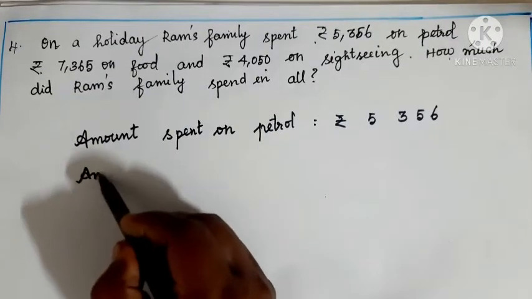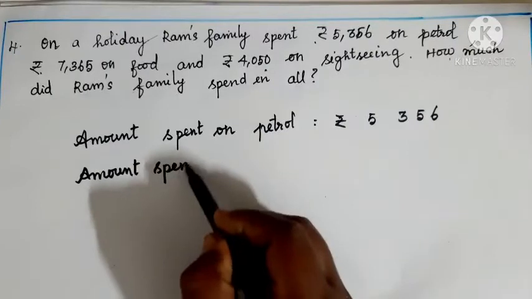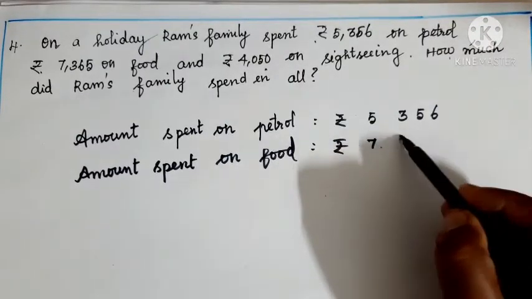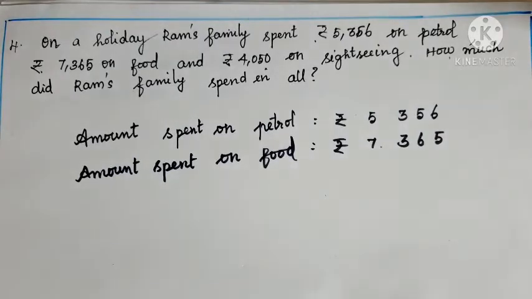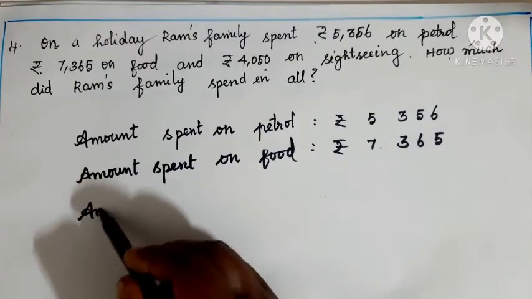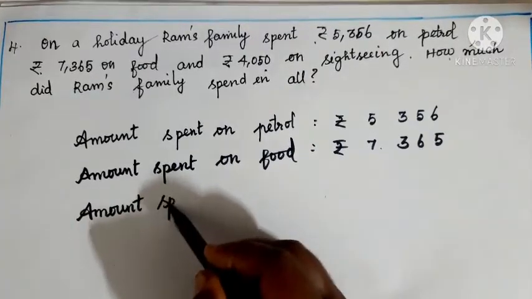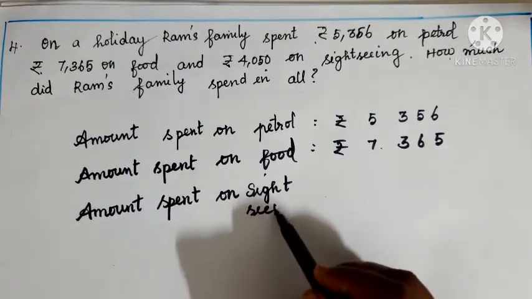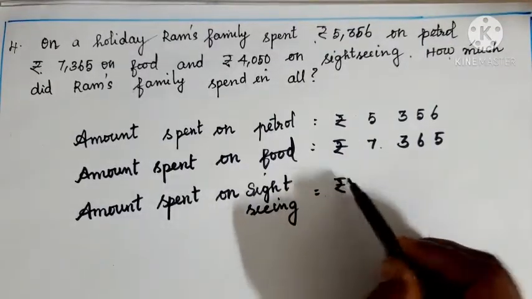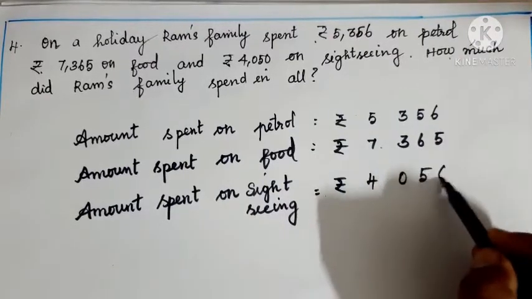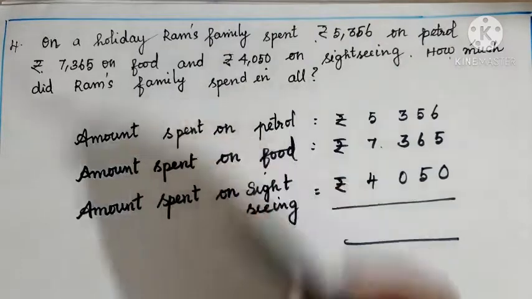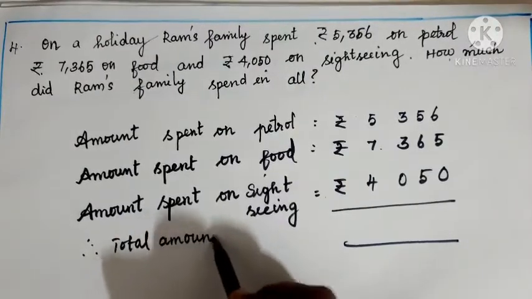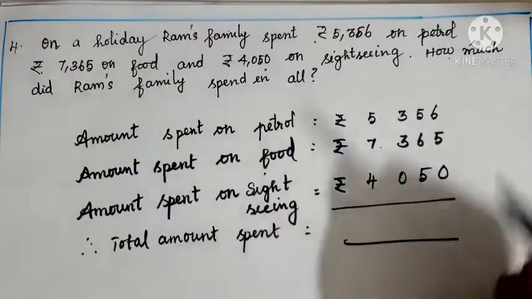Yes. Next is food. So same thing. Amount spent on food, that is equal to rupees 7,365. Okay. Next, amount spent on sightseeing, rupees 4,050. So now I am going to find the spend in all. So therefore total amount spent is equal to, you can add, right?